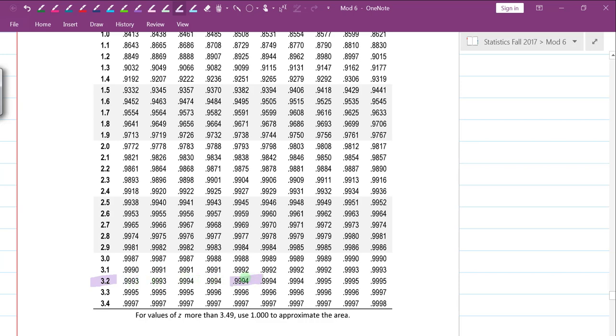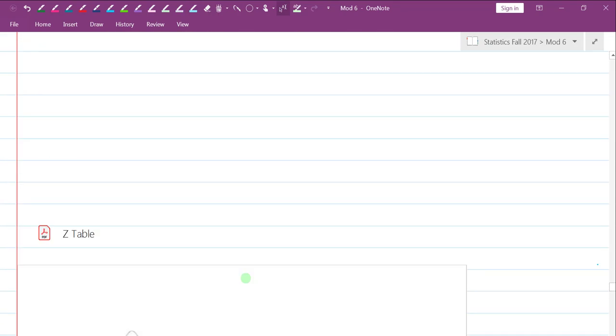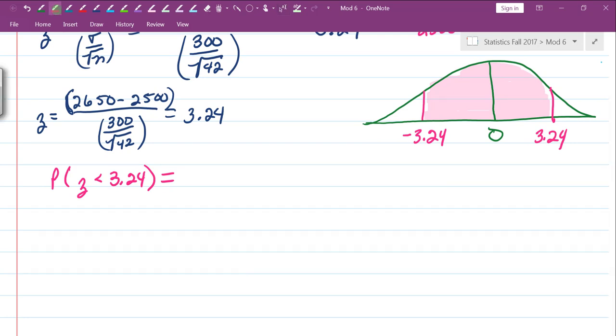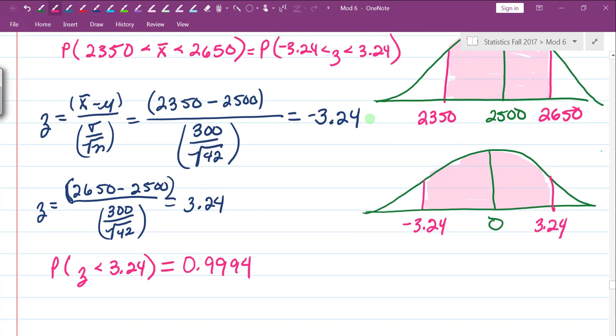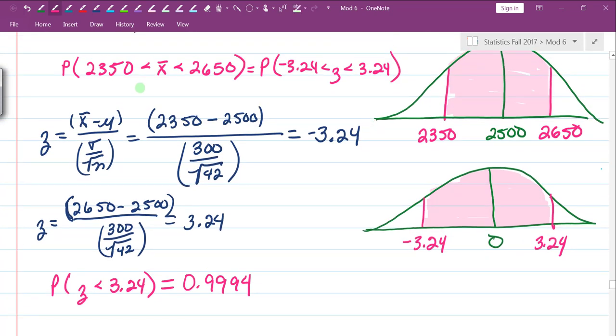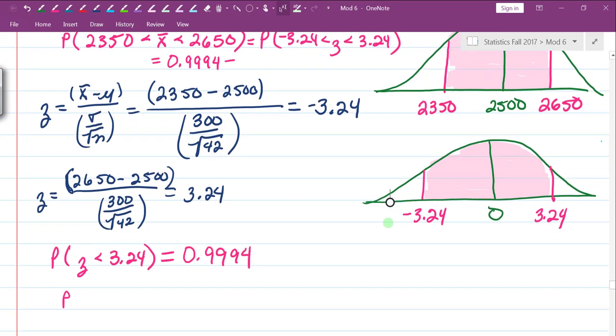0.9994. So we're going to come up here, we're going to put 0.9994, and that is this whole area all the way over here, right? So 0.9994. So we're going to put this as equal to 0.9994. Oops, not equal to, but we're going to subtract off this area right in here, which is going to be the probability that z is less than negative 3.24.